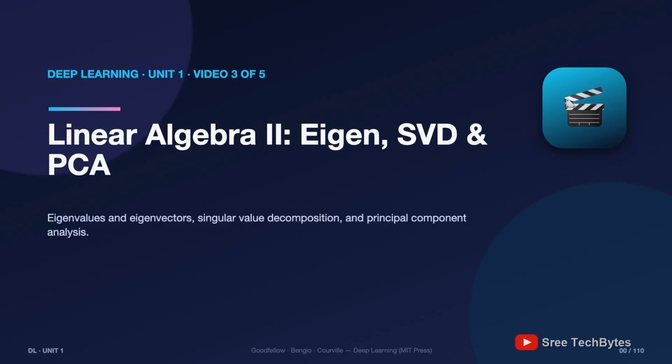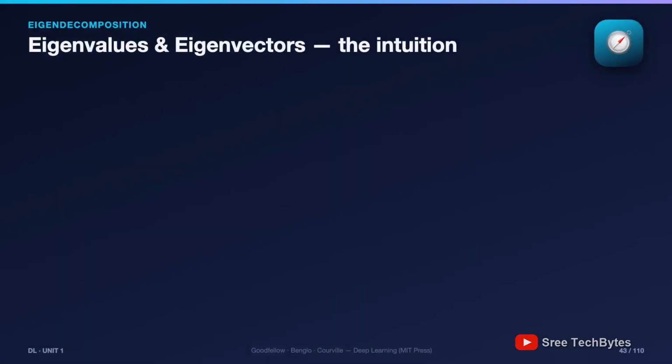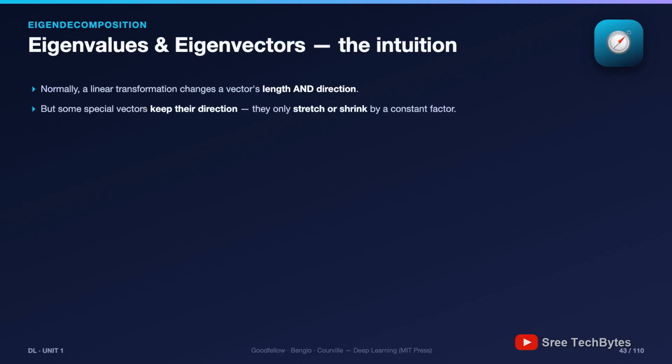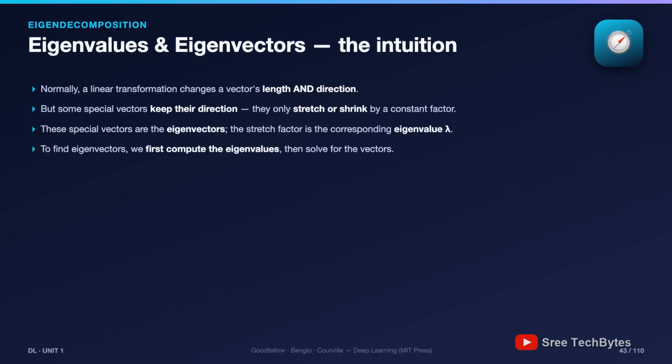This is the video where everything from part 2 pays off. Let's go! Now we arrive at one of the most beautiful ideas in all of mathematics: eigenvalues and eigenvectors. I want to give you the intuition before the formula. Remember our idea that a matrix is a machine that transforms vectors. Normally, when the machine runs, a vector's length and direction both change. But some special vectors refuse to turn. The transformation only stretches them or shrinks them. Their direction survives untouched. Those stubborn vectors are the eigenvectors. And the stretch factor, how much each one grows or shrinks, is its eigenvalue, lambda.